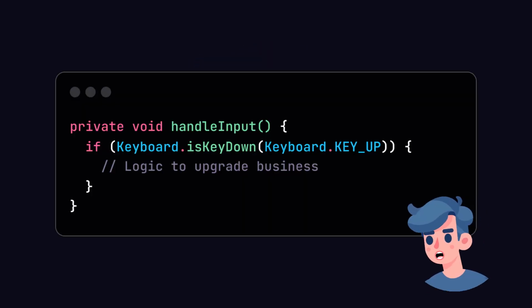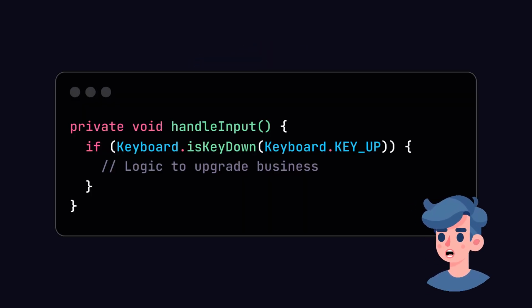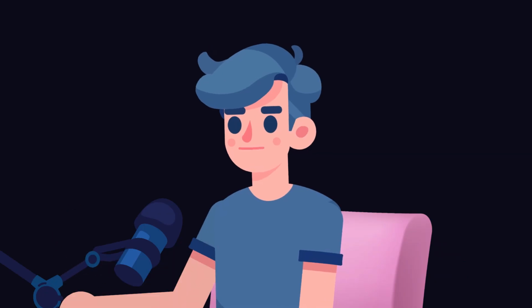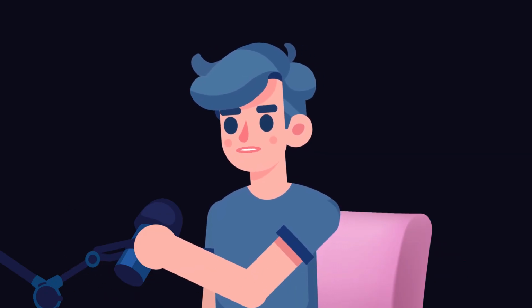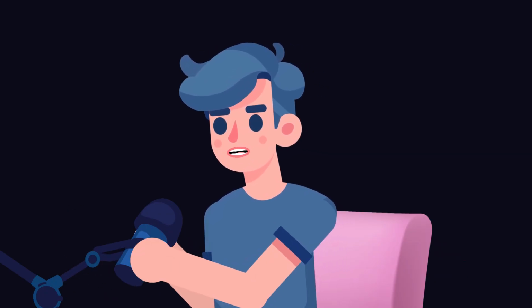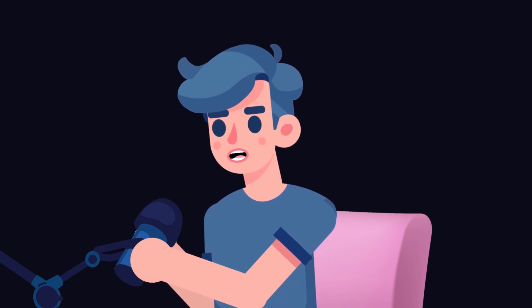Next, let's implement basic user input so that players can invest their earnings into upgrading the businesses. We'll track the upgrade levels and provide the user with options. In the handle input method, we check if the user presses the up key. Depending on user input, we'll enhance the business's income or reduce expenses, allowing players to expand their operations.